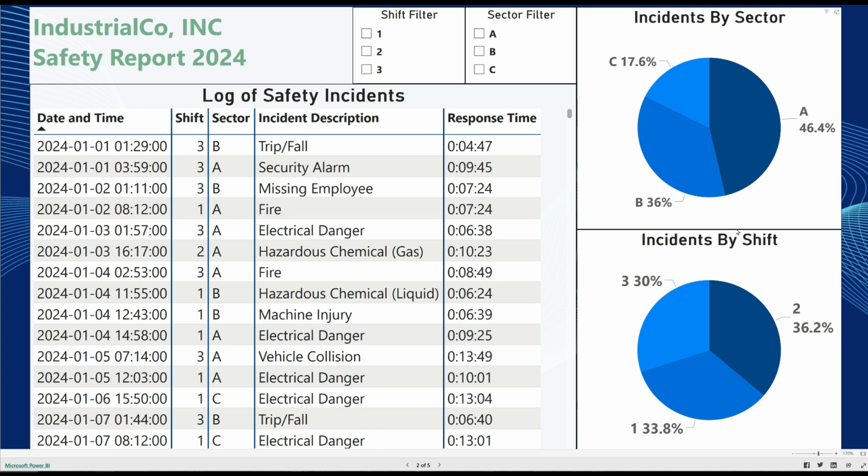If we go down to our incidents by shift, it's pretty equal here. Shift 1 actually has almost exactly a third of incidents happen in it, a little bit less than shift 3. And then second shift has a little bit more, but overall, everything is fairly equal. Definitely way more equal than our incidents by sector. So nothing super alarming here.